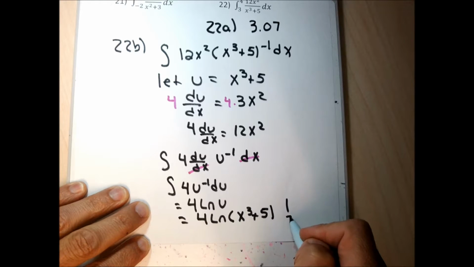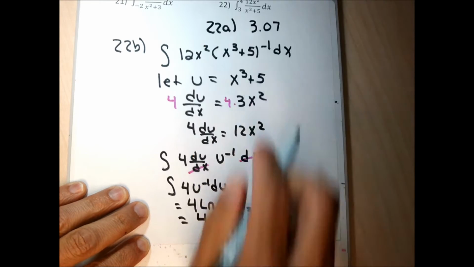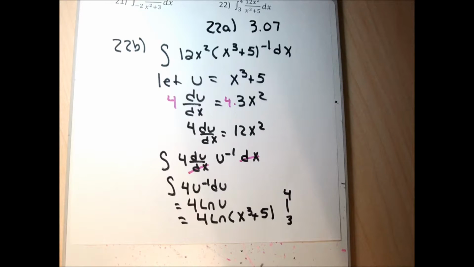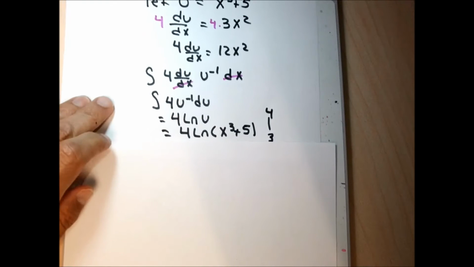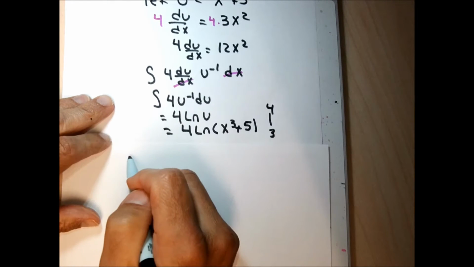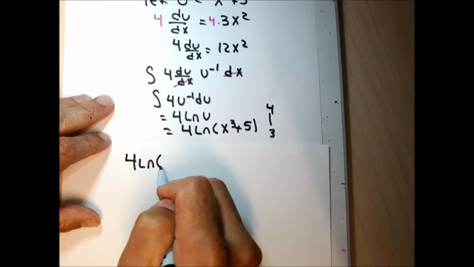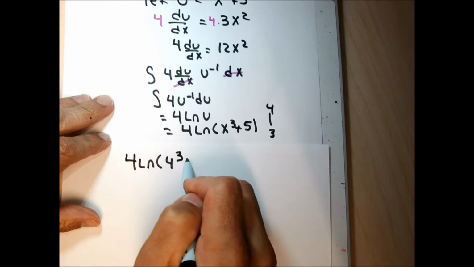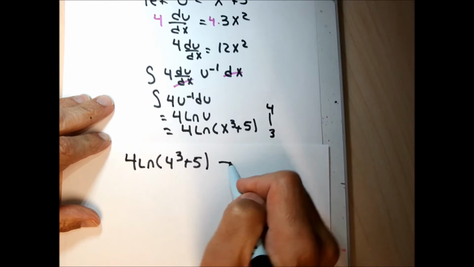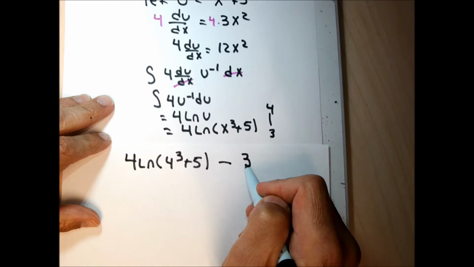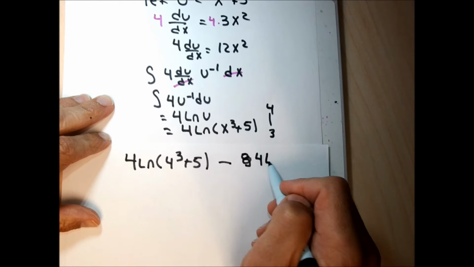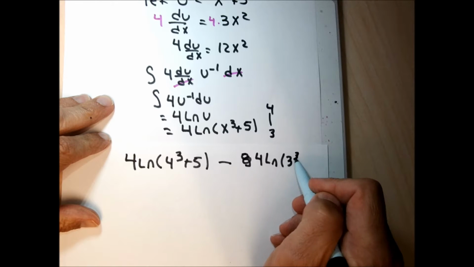And the numbers I have to plug in are 3 and 4. I eventually need to bring those numbers back. I just hold off on writing them to the very end. And now I do my 2 computations. My 1 computation is 4 times the natural log of 4 cubed plus 5. And the second one is 4 times the natural log of 3 cubed plus 5.